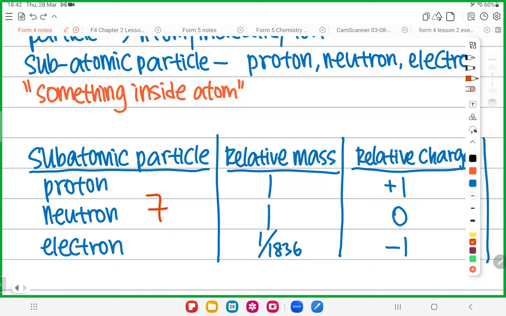Same thing, what is the charge for neutron? Neutron is neutral. Neutral means no charge. 0. Electron, what is the charge? Negative 1. Same thing, you must write number 1 here. If the question asks what is the charge of electron and you only write negative, no mark. Negative 1. So every 1 electron, the charge is negative 1. So today, if I have a total of 30 electrons inside there, the total charge is negative 30. So very easy, isn't it?